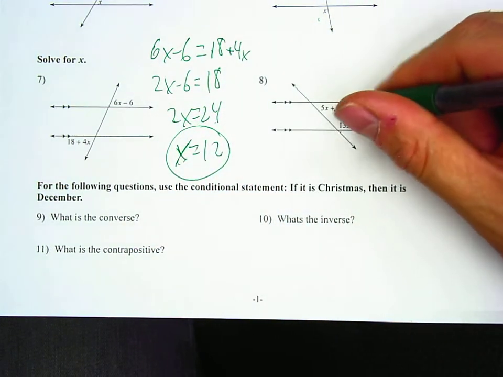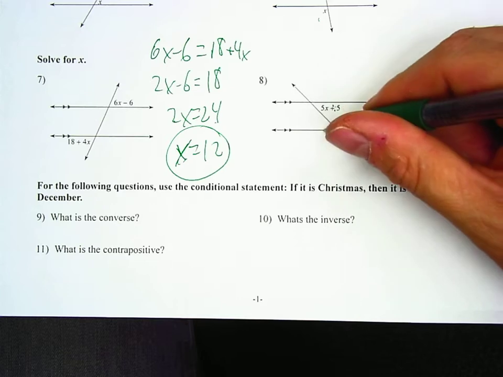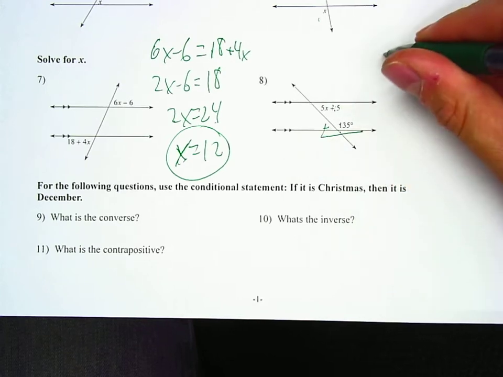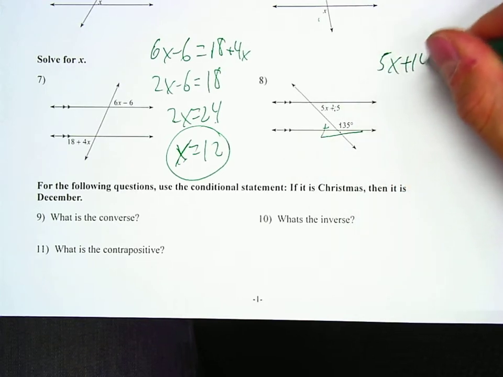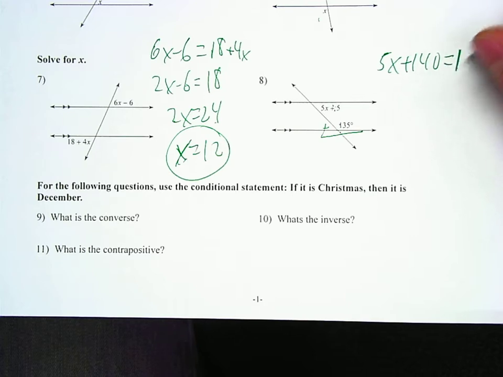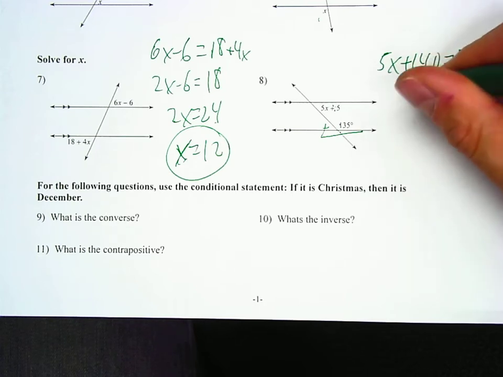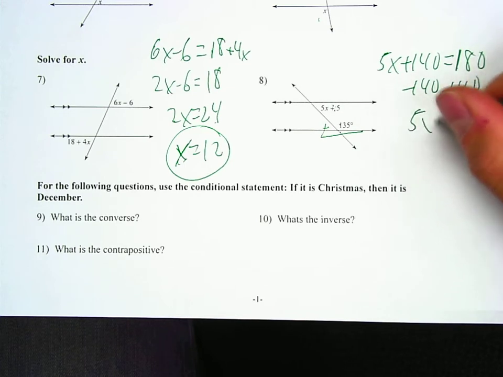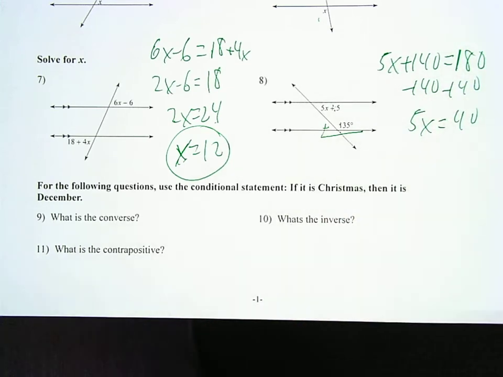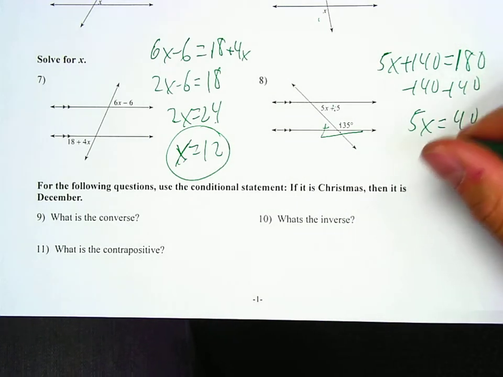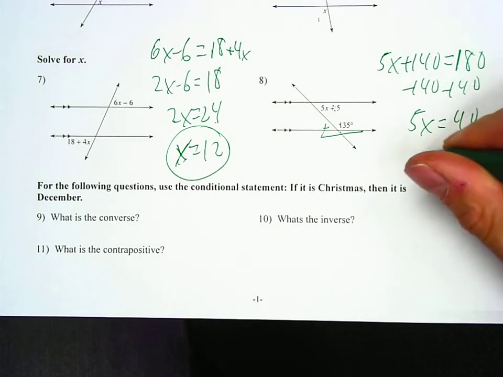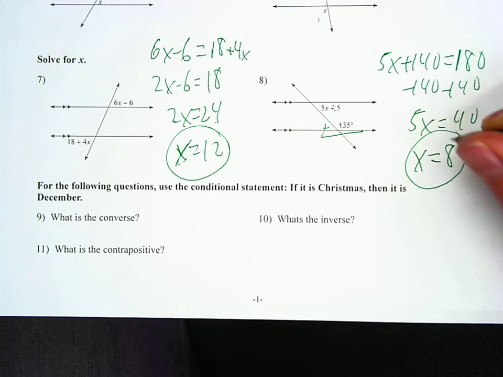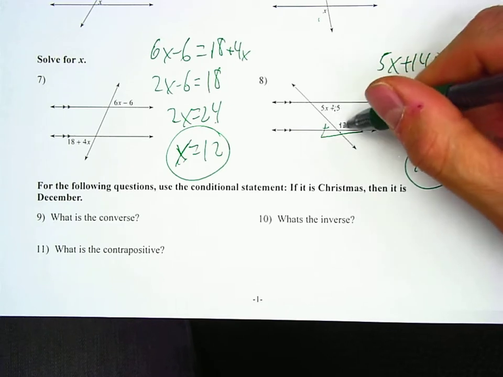These are consecutive or same side interior, so I'm going to add these up. 5x plus 140, and this will be equal in value to 180. I'll take 140 from 180. I'll get 5x equals 40. Sorry about that. I'll divide 40 by 5. I'll get x equals 8. These are supplementary because they're consecutive interior.